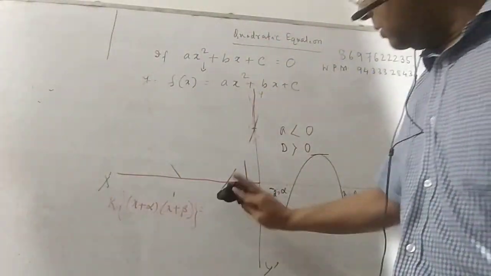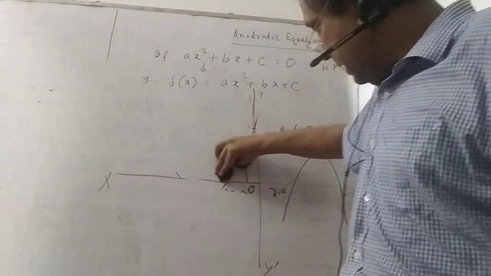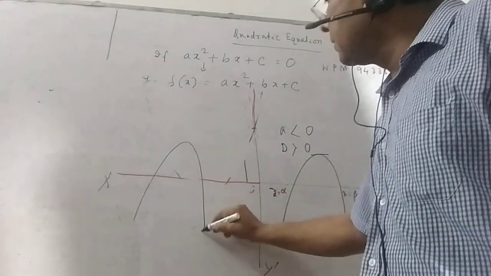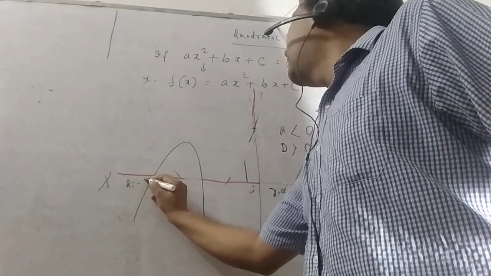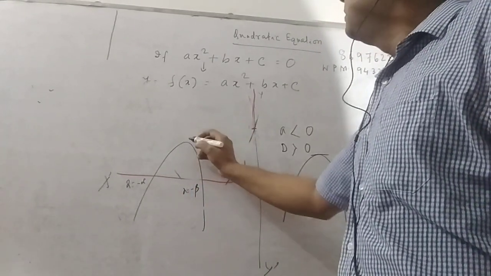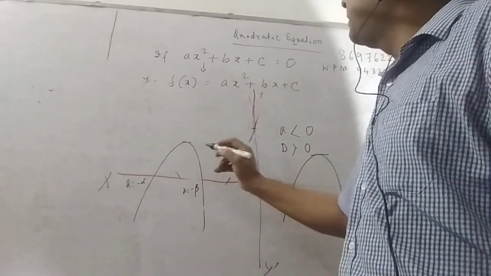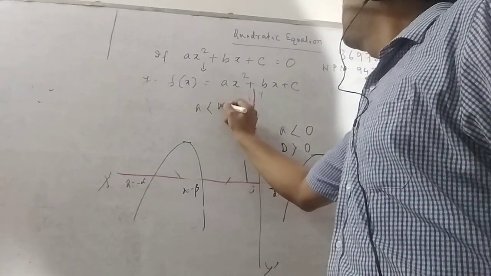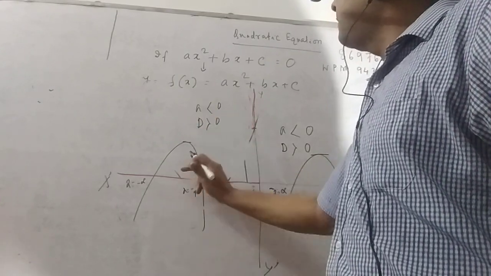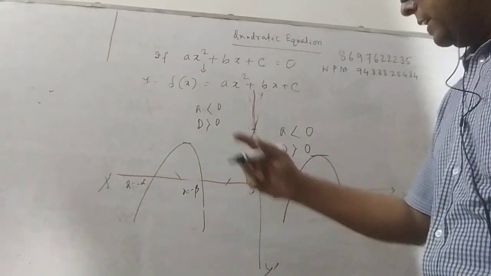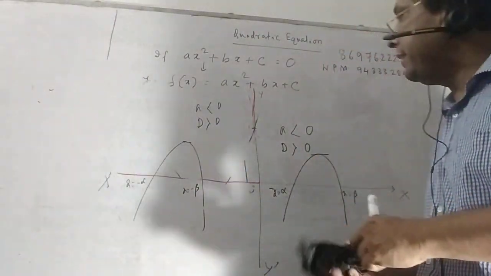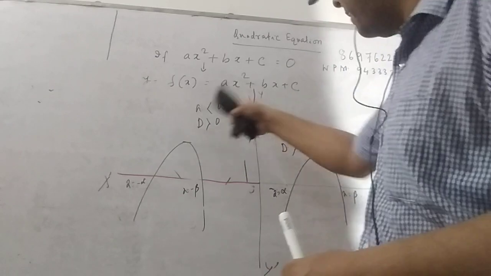And the same thing I can think over here also. Only thing is, here the roots are negative. Otherwise the concepts are the same. Here you can say x is equal to minus alpha, x is equal to minus beta, and this is the maximum point. But here a is also negative, D is also positive, but the roots are definitely negative.